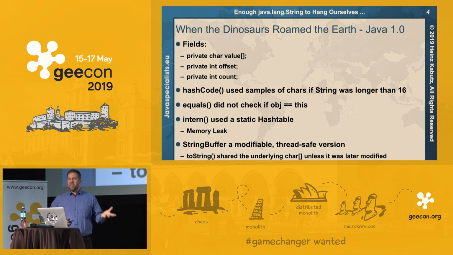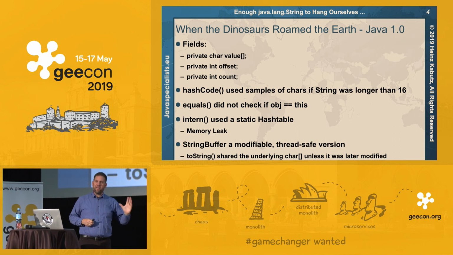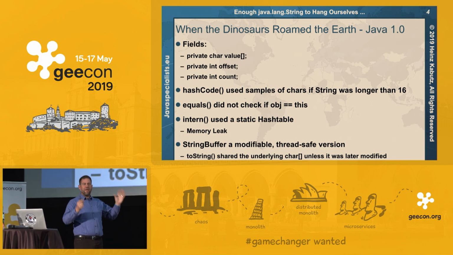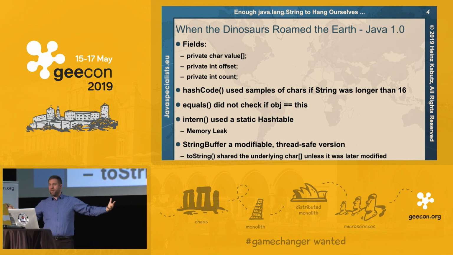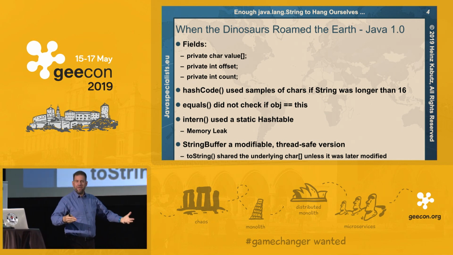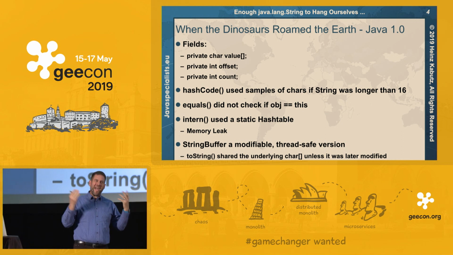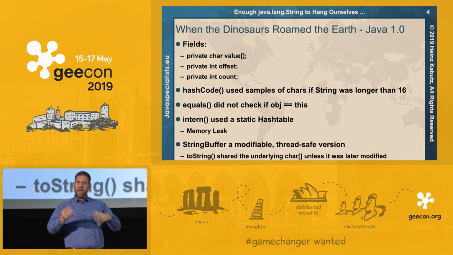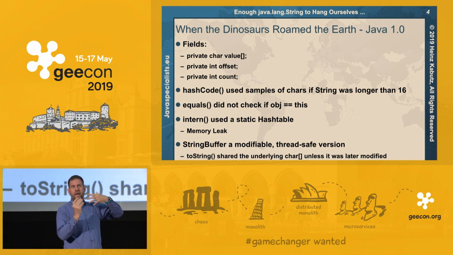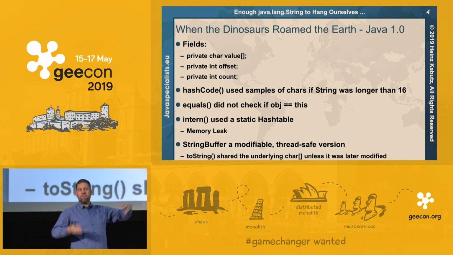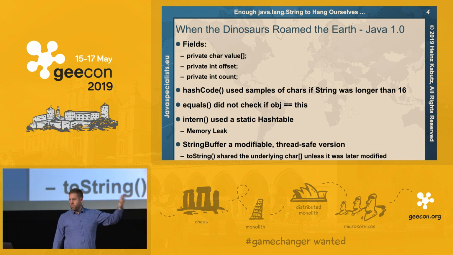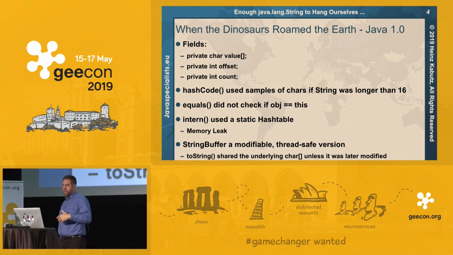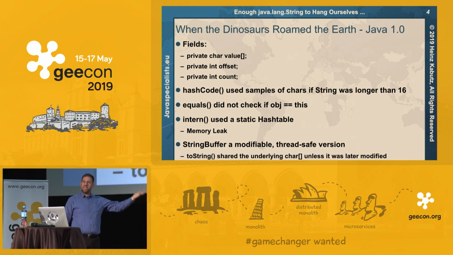And toString shared the underlying char array. That was quite fun. So basically, you said toString, and the string buffer pointed to the same char array. And if you then afterwards changed the string buffer, then the string buffer internally would make a new copy of the char array and change that. And the string would keep the old char array. This was in order to avoid having to create unnecessary char arrays.